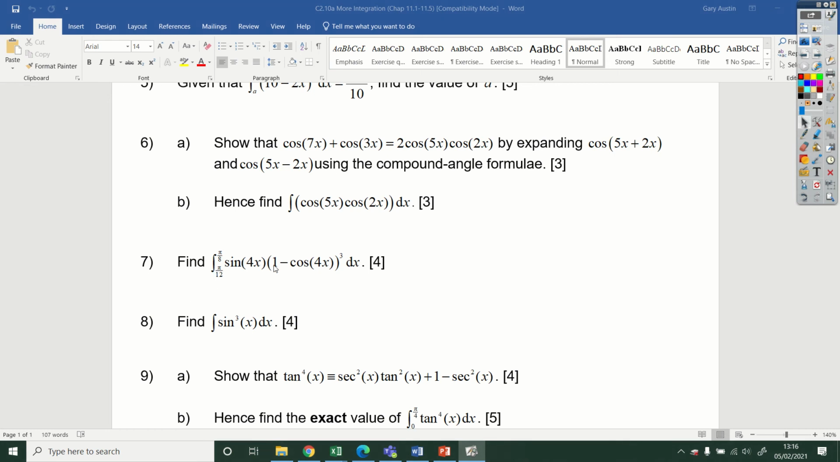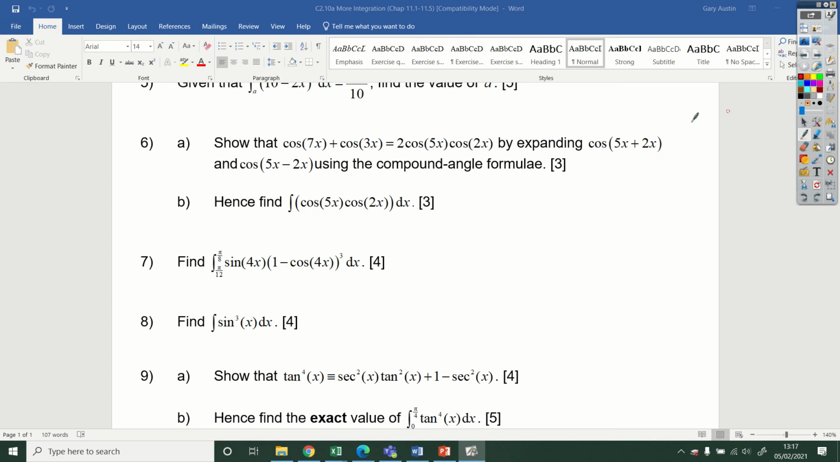Bear in mind any calculus problem is going to involve radians rather than degrees. So you've got to make sure that your calculator's in radians mode first of all. Then we've got sine of 4x next to 1 minus cos 4x, and that's all cubed.